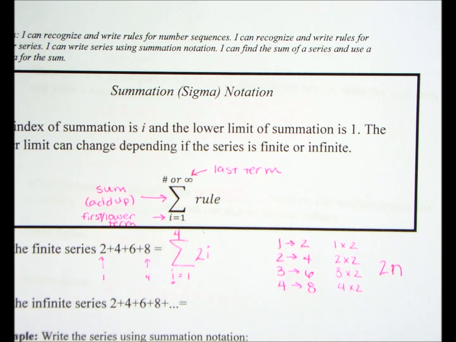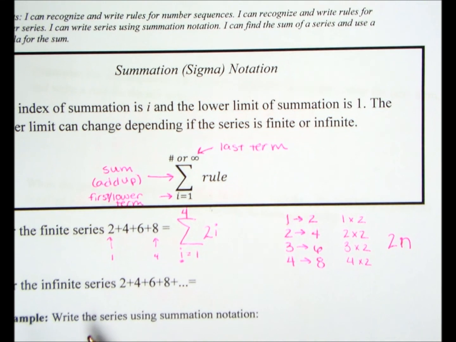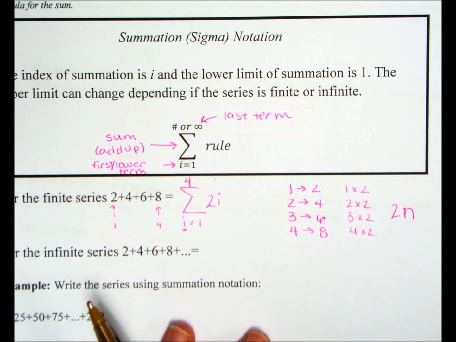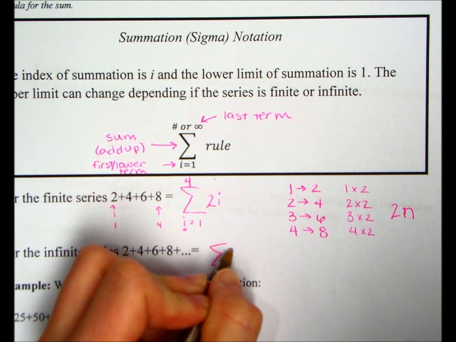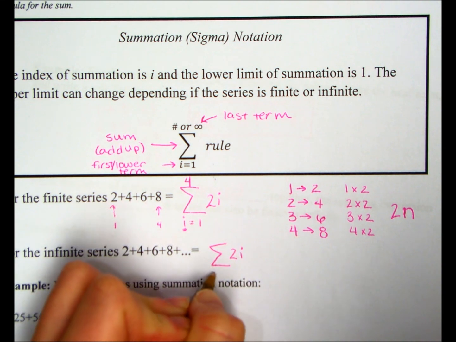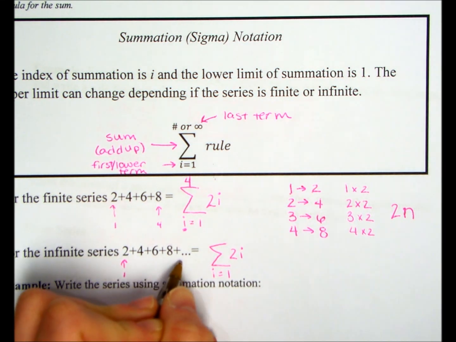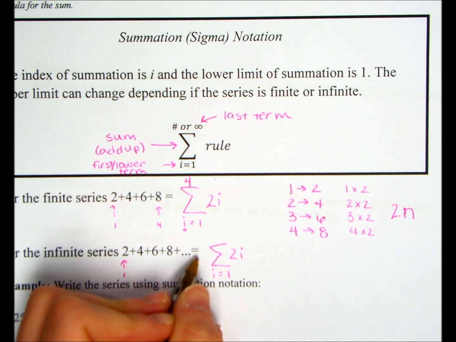So that's for a finite series. For an infinite series, it's the same set of numbers, so I'm not going to do too much different here. The rule's still the same. I'm still starting with the first term. That's my first term. Now, but I don't end, ever. It just goes on and on and on, forever and ever.